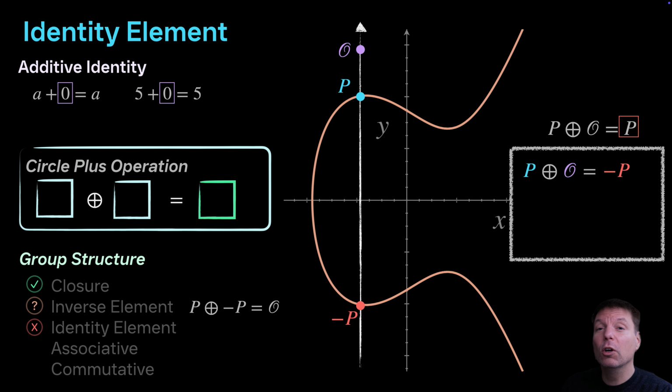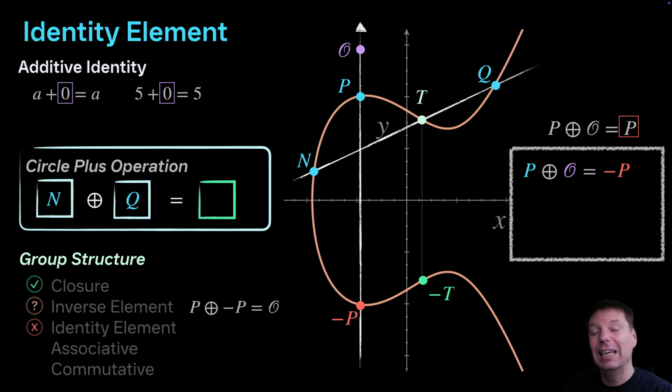To do this, we're going to go back and take a look at our operation. If we were to have some point N on our curve and we were to circle plus another point Q, we know how our operation works. We would draw a line between the two points and find the intersection point. What I'm proposing we do is extend our operation. We add one more step. We take that point of intersection and find its inverse, so we're reflecting it in the x-axis.